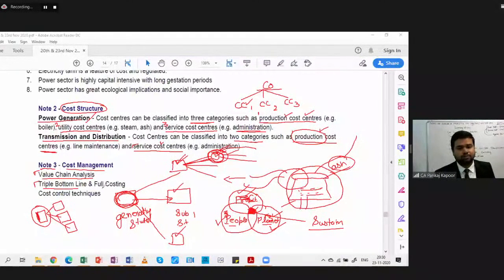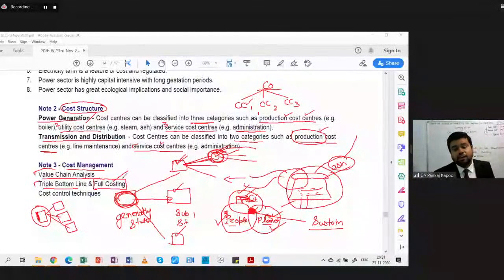Okay, moving further. Full costing. Full costing means what? We must consider the environment as a part of the cost of producing the electricity. Unless we consider the environmental cost, the amount of damage we do to the environment, we will not be in a position to do the correct costing. So full costing needs to be done.